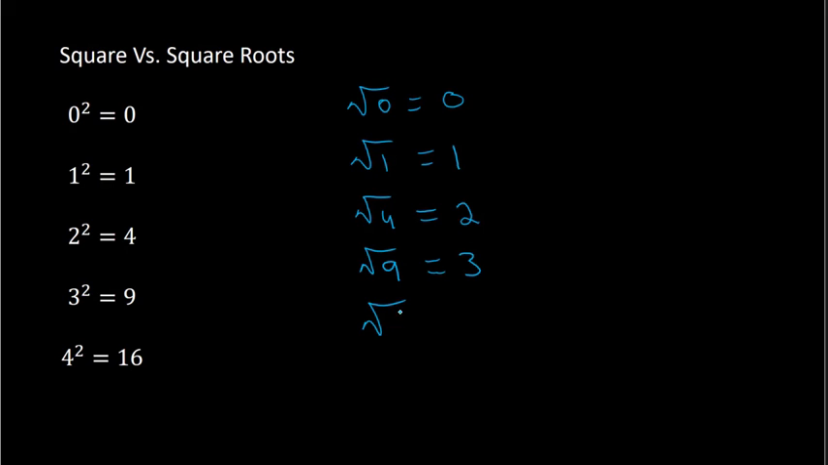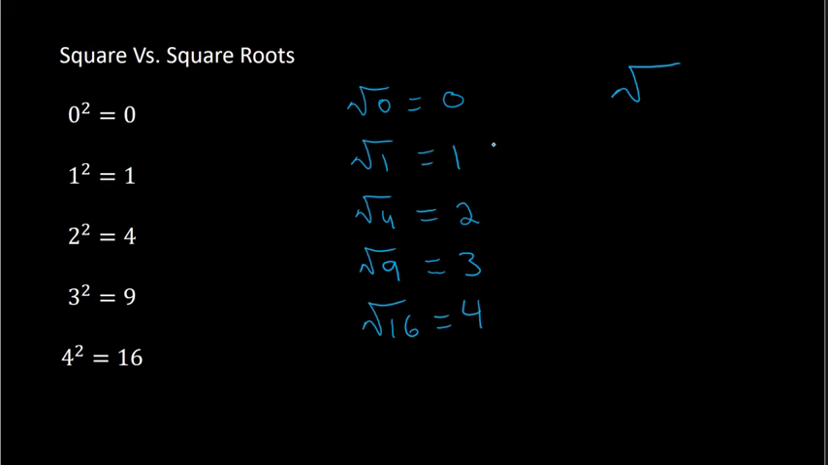The square root of 16 is asking what squared gives me 16, which is going to be 4, because 4 squared is 16. So the symbol we use for the square root is going to be right here, and then whatever's inside, we're asking what squared gives me that number.